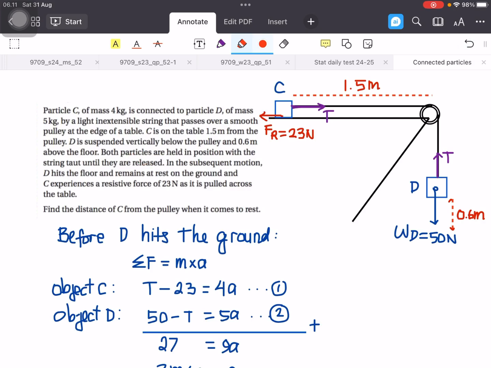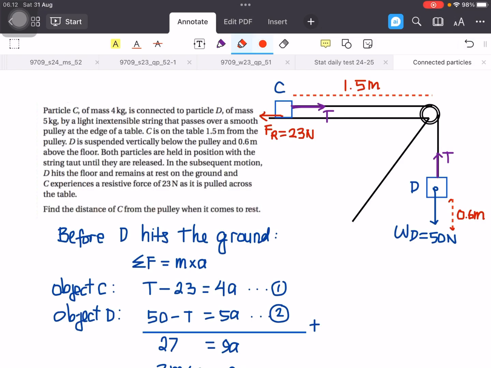In the subsequent motion, D hits the floor and remains at rest on the ground, and C experiences a resistive force of 23 newtons as it is pulled across the table. Find the distance of C from the pulley when it comes to rest.